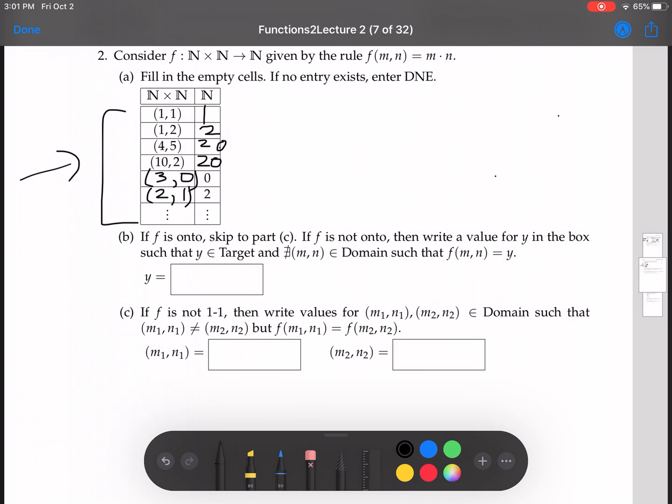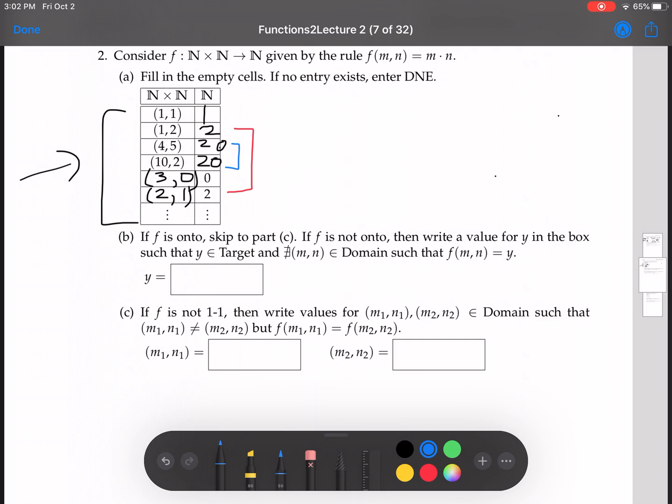Now, because I filled out the left-hand column entirely unique, I can decide if it is one-to-one or not. Remember, for one-to-one, all you really have to do is ask, are there any repeated values here? And you can see that, yes, there are. There are actually a couple: the 2's are repeated, and the 20's are repeated. And there are other ways to get 20. 5 times 4 is 20, not just 4 times 5.